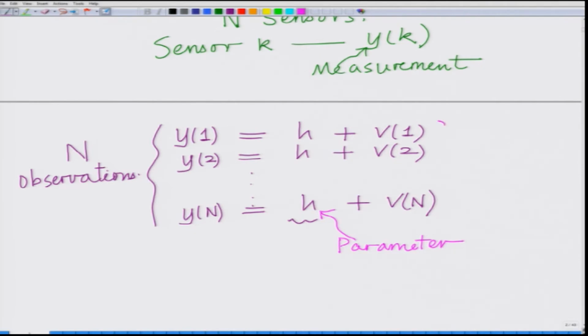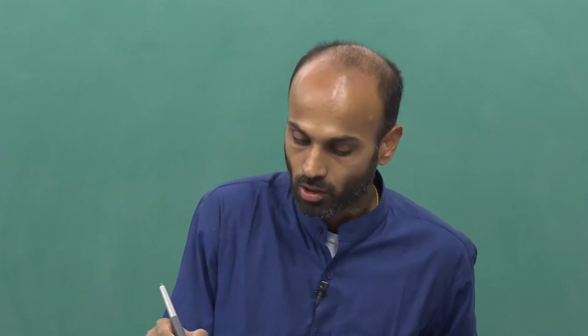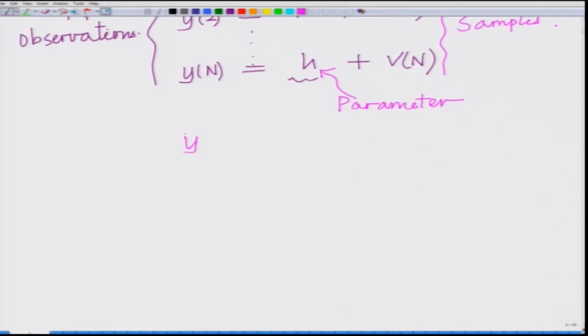H is a parameter, and V 1, V 2, V n are the Gaussian noise samples. We have also shown that this system model, this setup, can be represented as y bar equals 1 bar, the vector 1 bar, times h, the parameter h, plus v bar, where v bar is the noise vector.